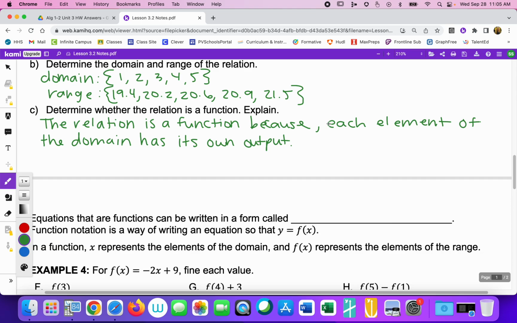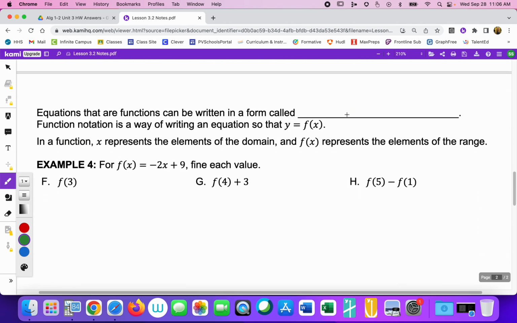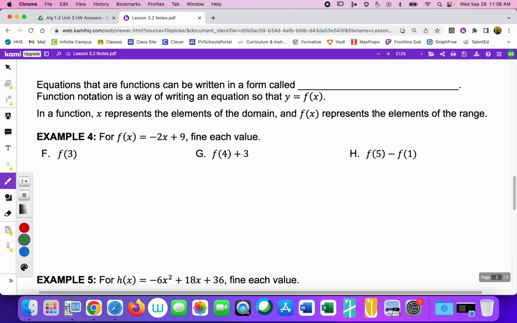Questions before we do function notation on the back? So everyone can tell what is a function, what is not a function in various methods, correct? Okay. All right. Now, equations that are functions can be written in the form called function notation.